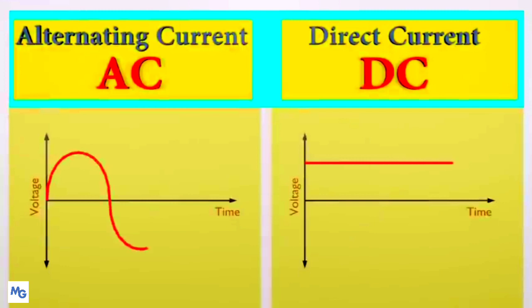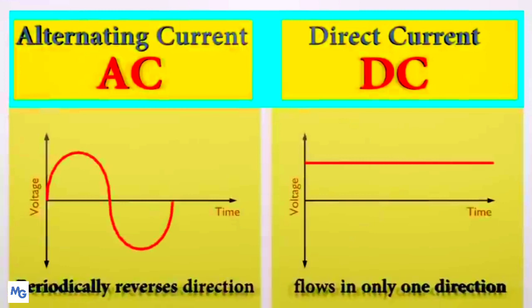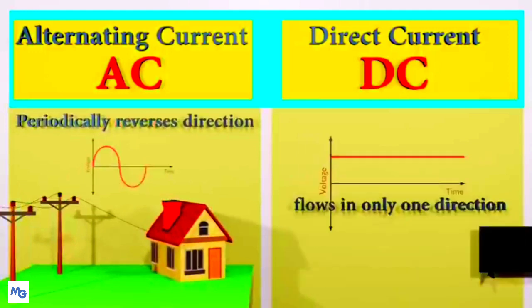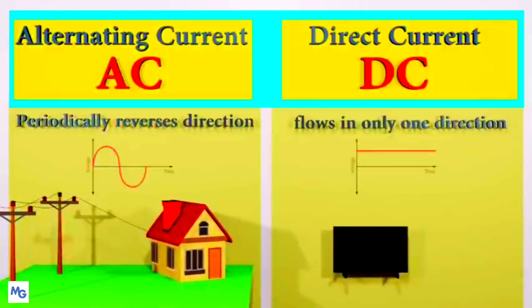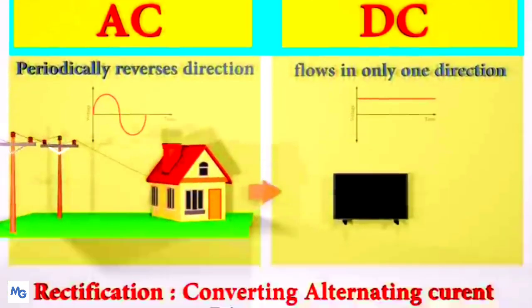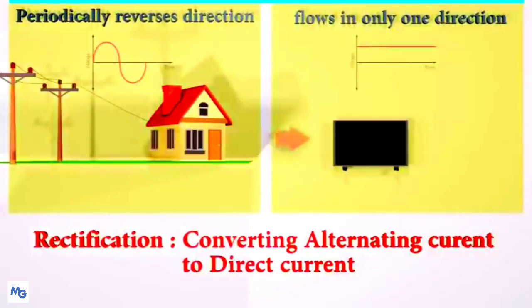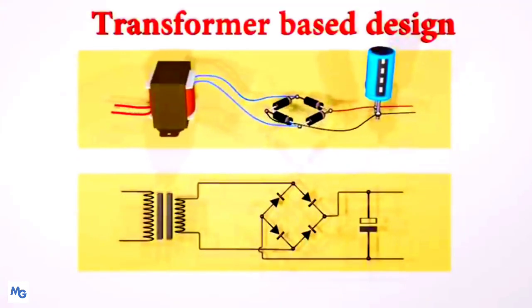We mainly have two current types that are widely used. One is alternating current, which periodically reverses direction. The other is direct current, which flows in only one direction. Our homes get alternating current from the grid, but most modern electronic equipment uses direct current. So we need to convert the AC to DC. This process of converting alternating current into direct current is given the name rectification.